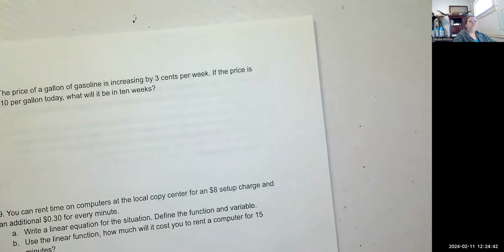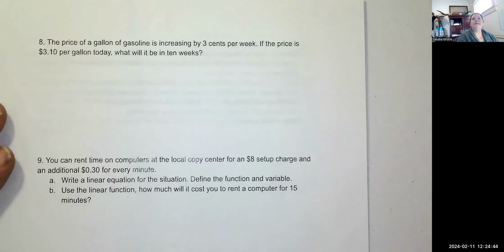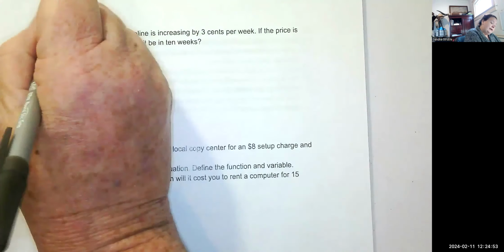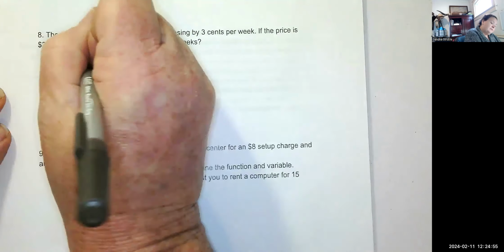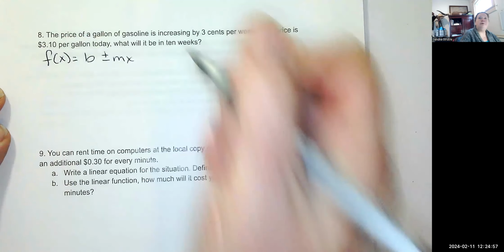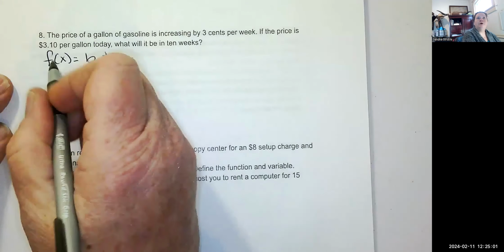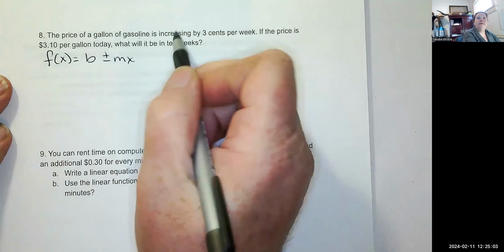All right. Next one. Price of a gallon of gasoline is increasing by 3 cents per week. If the price is $3.10 per gallon today, what will it be in 10 weeks? So we need to create a linear function. And it's a word problem, so I always start off like this. So I need to know what things are. The price of a gallon of gasoline, so that's what this is.